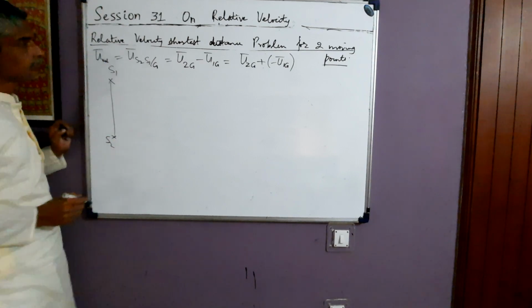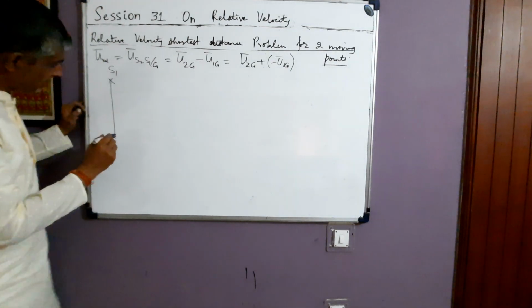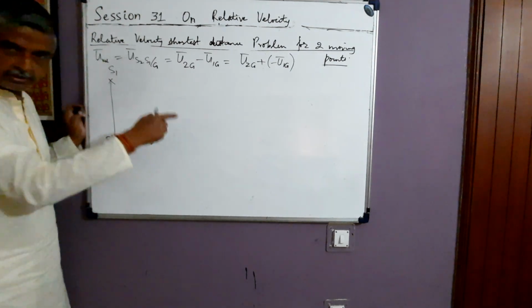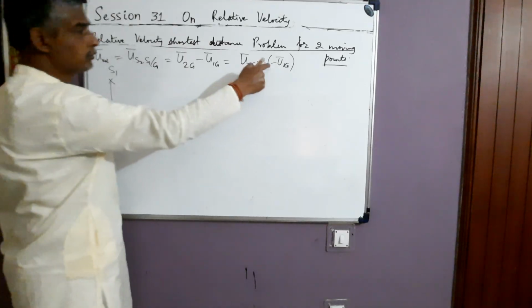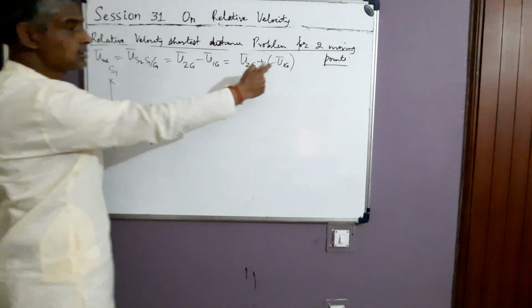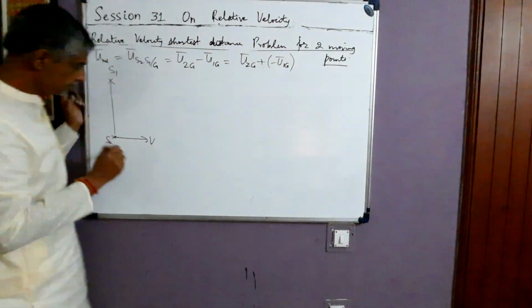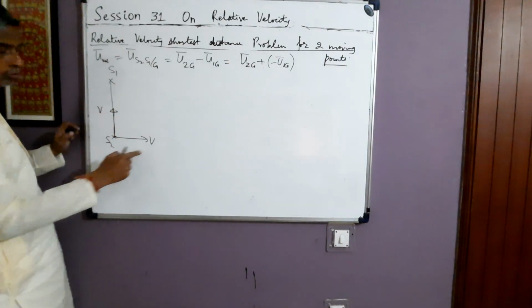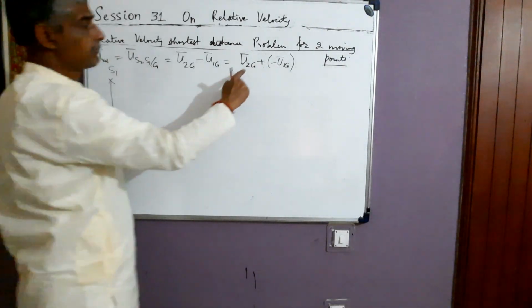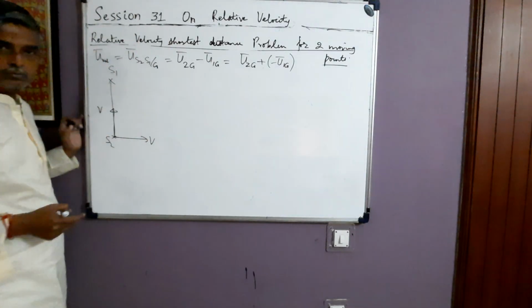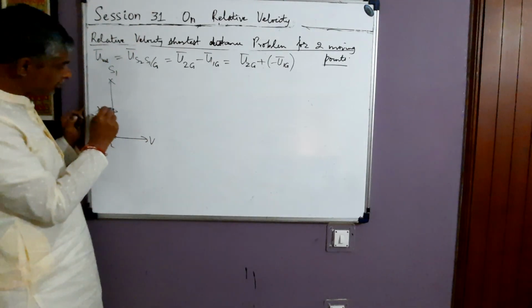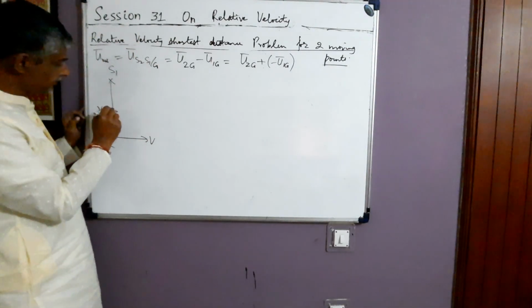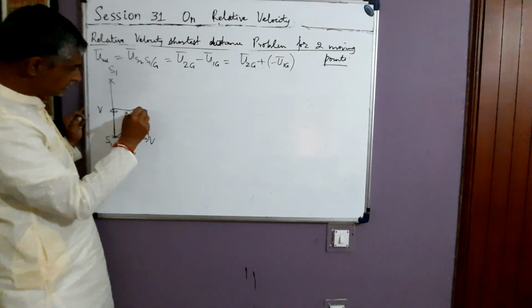Now this is S1, and this is S2. U2G is nothing but V in the rightward, eastward direction, top view. And U1G is V southward. So minus U1G is V northward. So U relative is the vector sum of these two. We complete the parallelogram using these two adjacent sides. This is the U relative.